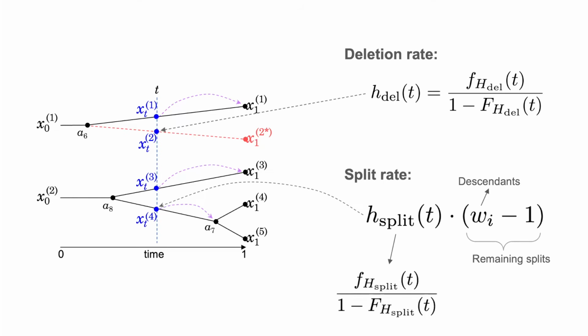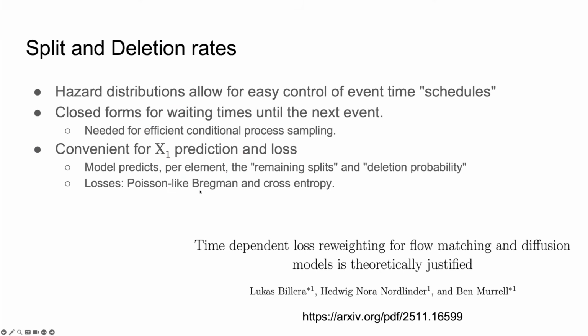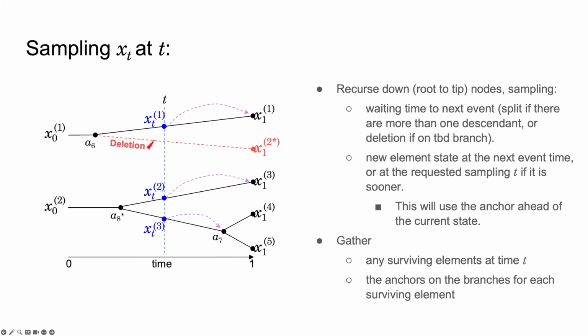It's a very simple loss that is guaranteed to learn the expectation of your rate. But in this case, we're learning the expectation of a count at the end and transforming that back into a rate. Okay. So now, if you want to sample XT, the algorithm for that is you start at the roots of your trees and independently you recurse down by sampling the waiting time and then sampling the new state at that event, right?